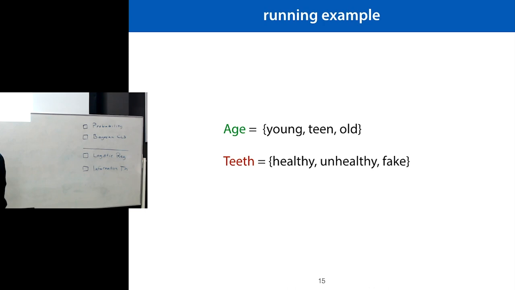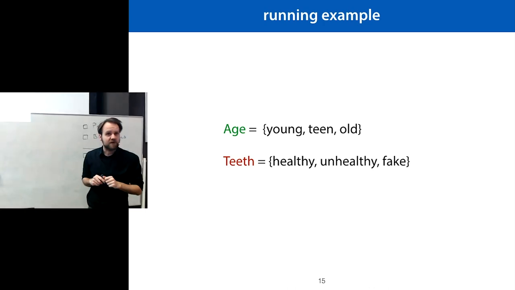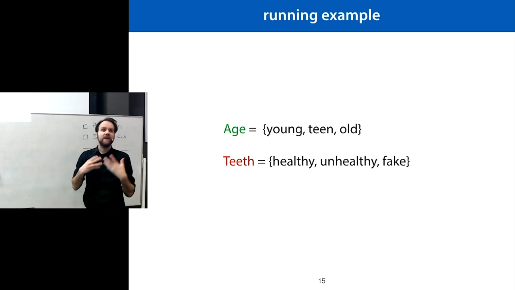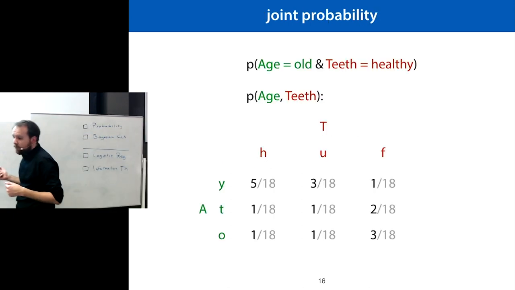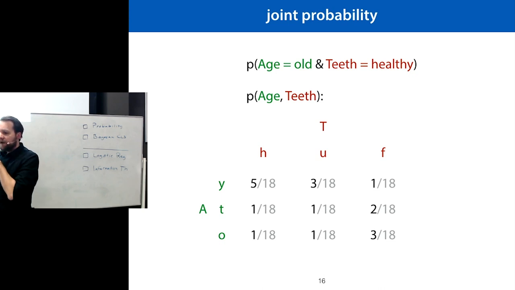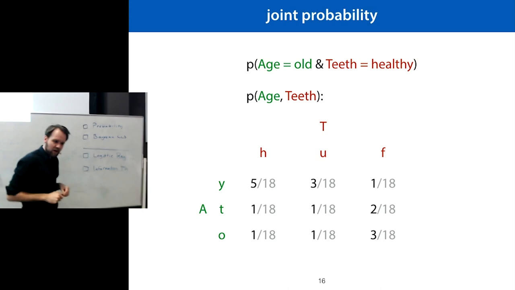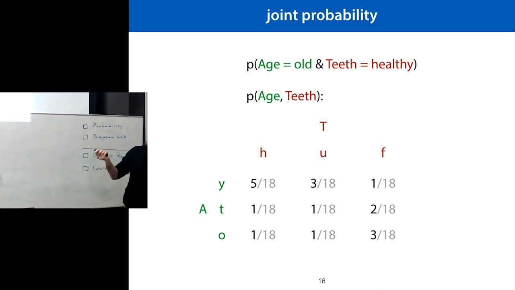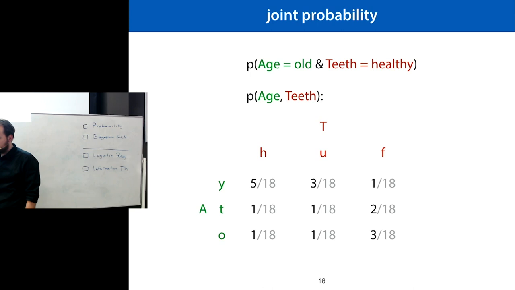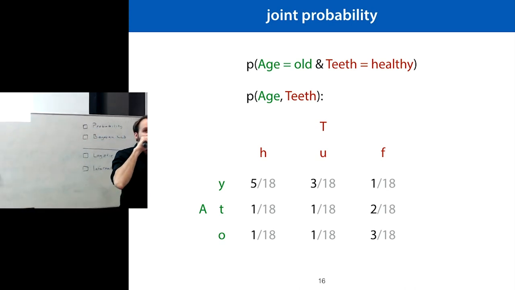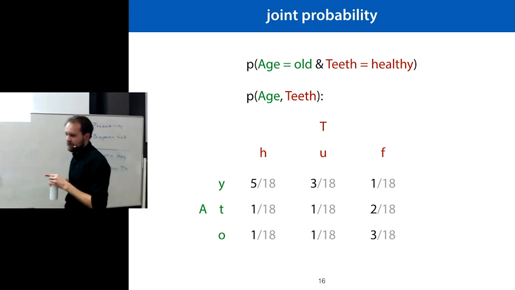And the most useful distribution you can have on these, the most useful probability function you can have on two random variables is the joint probability, which gives you just the probabilities of all pairs of outcomes. So for every combination of the two sample spaces, like a young person with healthy teeth, we get a probability. In this case, 5 over 18. Because probabilities are numbers between 0 and 1, as I mentioned. So this is the joint probability, which tells you everything you need to know. And from this, you can derive other probabilities.